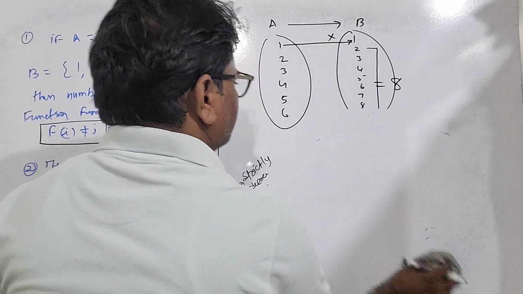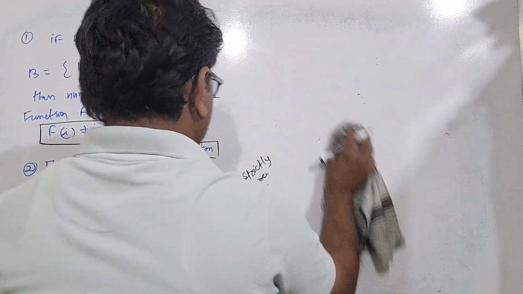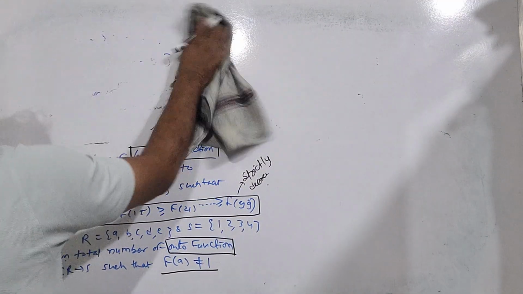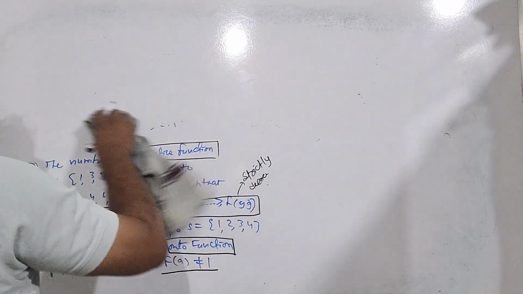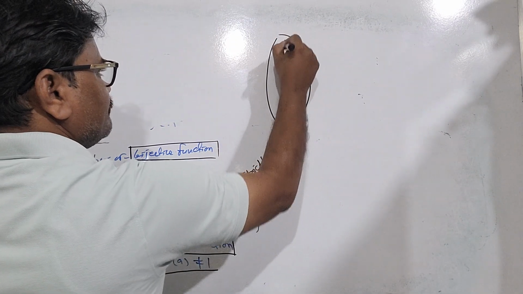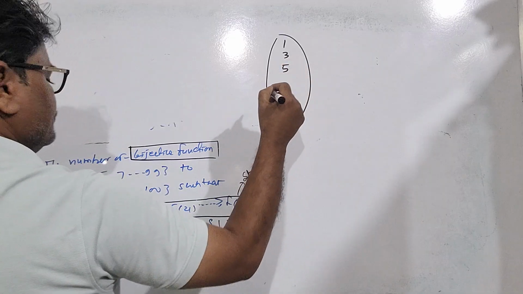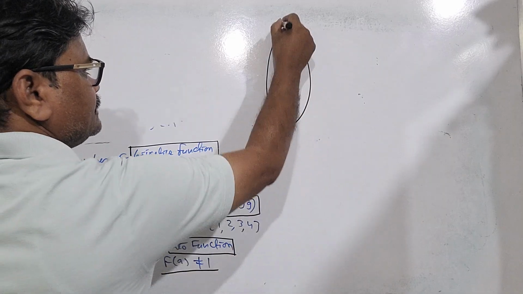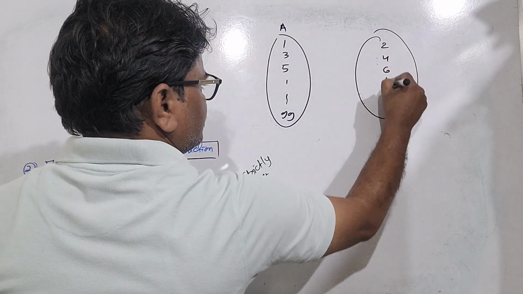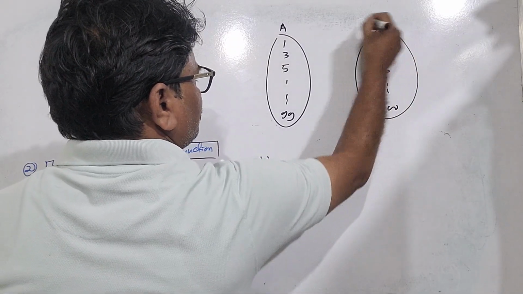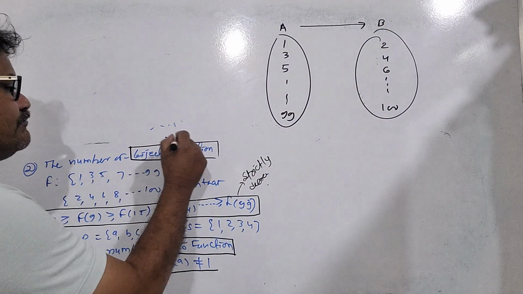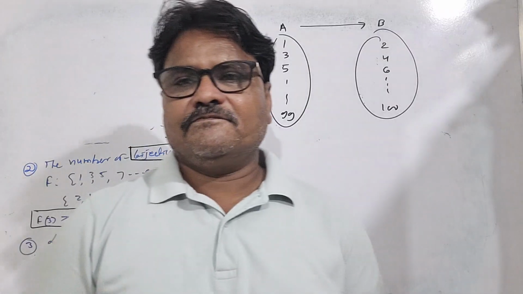Now coming to the second question. Now the second question is again interesting. There are 50 elements, 1, 3, 5 up to 99, in the domain set, and also there are 50 elements in the codomain set. Okay, and we have to find out the number of bijective functions, but with a restriction.